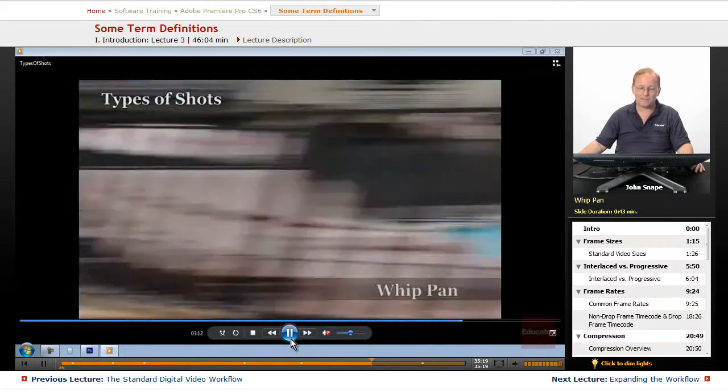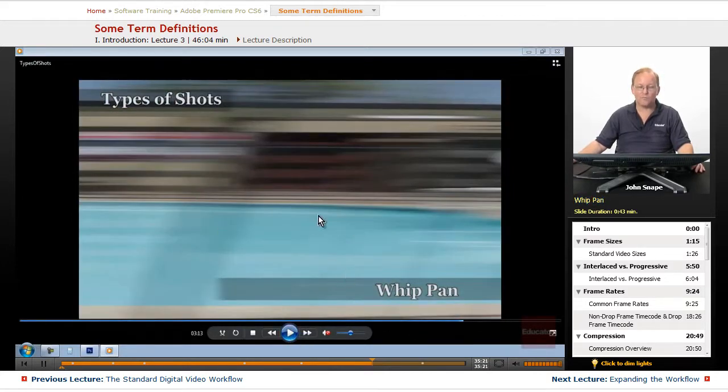The whip pan is usually no more than a second or two. I have it here much longer so you can read what type of shot it is. But that's used to go from one location to another really quickly, and it's just a transition that will break up the video.